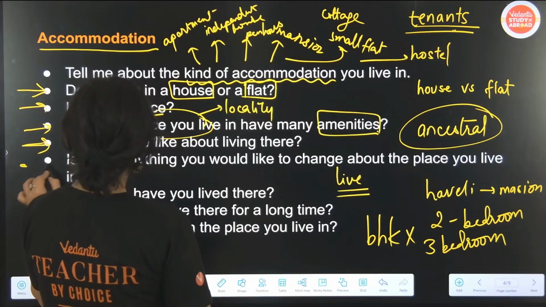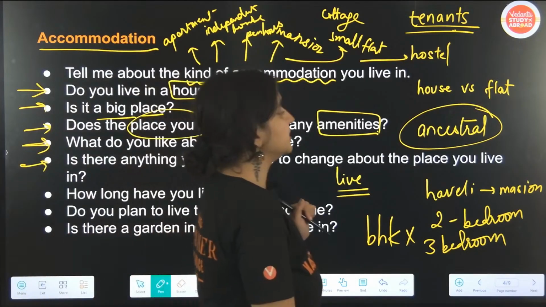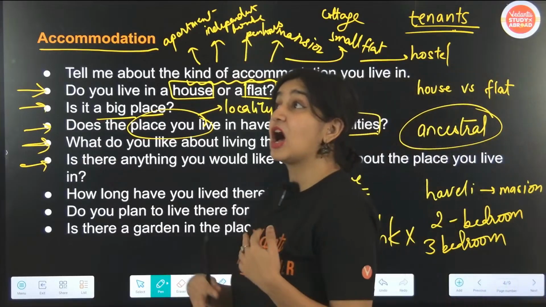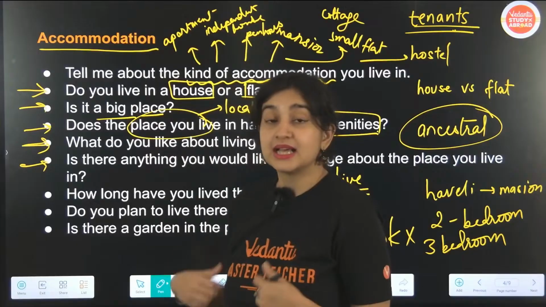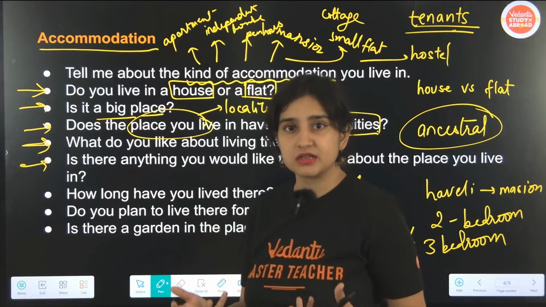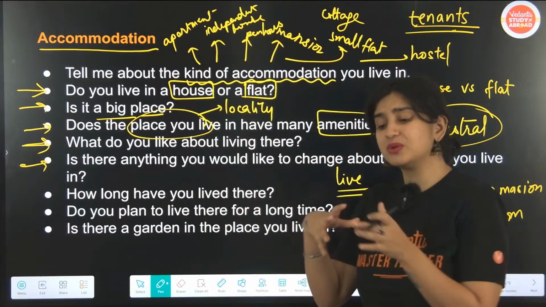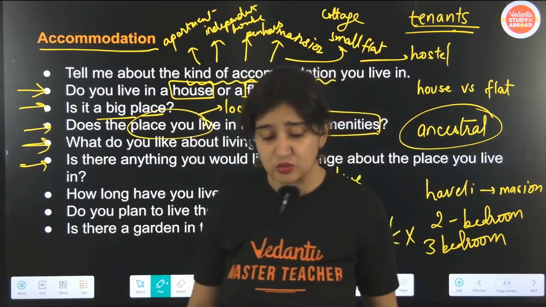Next, is there anything you would like to change about the place you live in? You can talk about different things like garbage disposal facility. That's a huge problem, or just littering, people not throwing garbage in the designated spots. That's a huge issue with a lot of Indian localities. So you can talk about that.